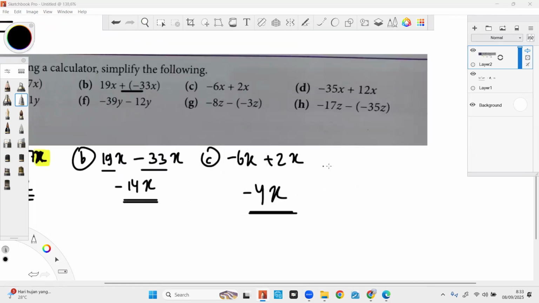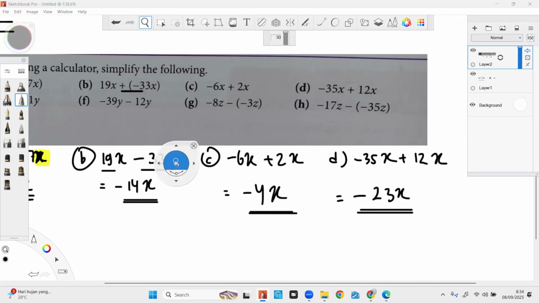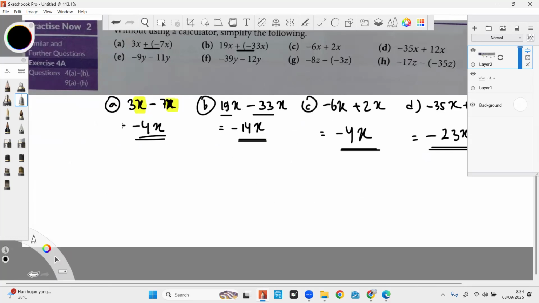Now question D. All negative, guys. Negative 35x plus 12x. There you go. Plus 12x. What is negative 35 plus 12? Still negative. The negative is decreasing, so 23. Yeah, that's right. So put equal. There you go. Then I ask you to do question E, F, G, and H by using the same idea.